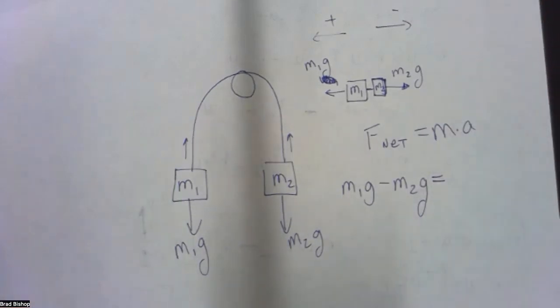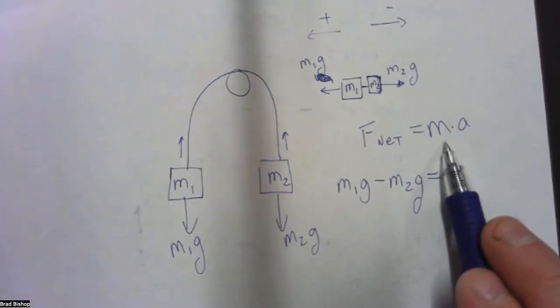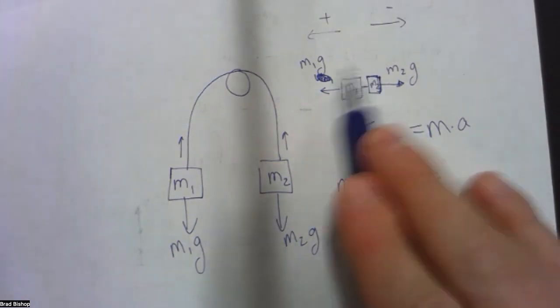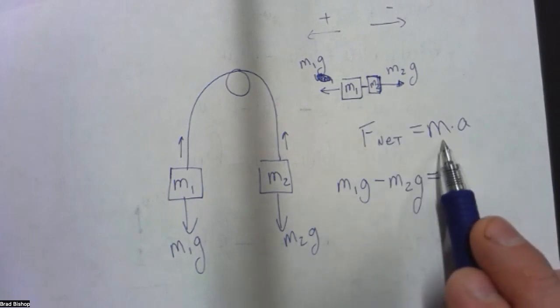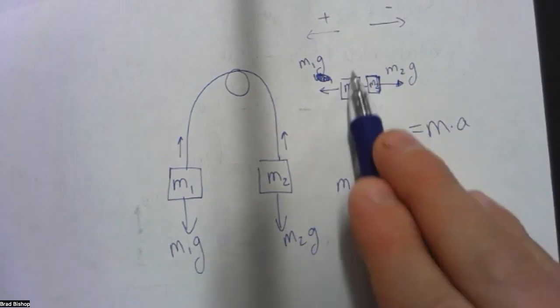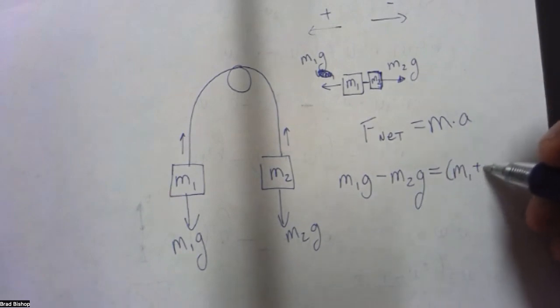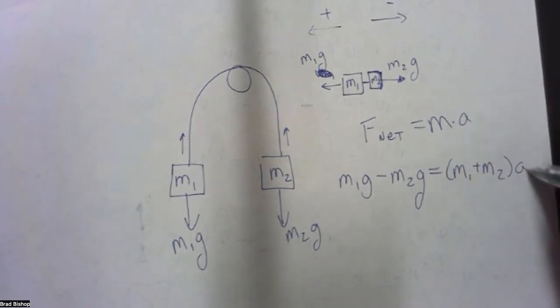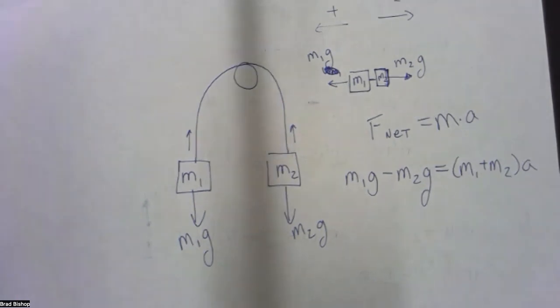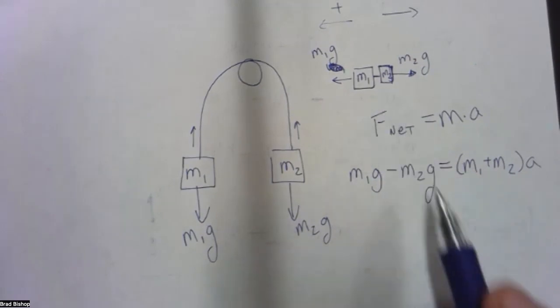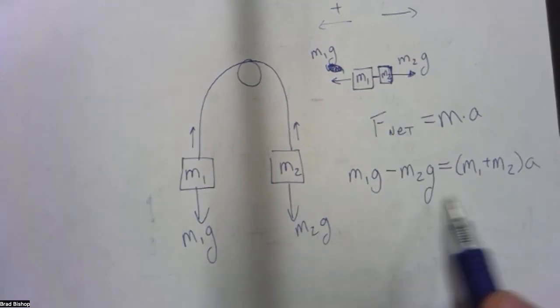Equals M times A. And here's where this one gets a little bit trickier. We're considering not the masses individually like we did before. We're considering it as a whole big thing. And so what's our mass? The total mass of everything that's being accelerated. So M1 plus M2 times A. And there we go. We've got our equation. So I find this one to be a lot more conceptually driven. You have to make a few assumptions, but the formula ends up the same as the one before.